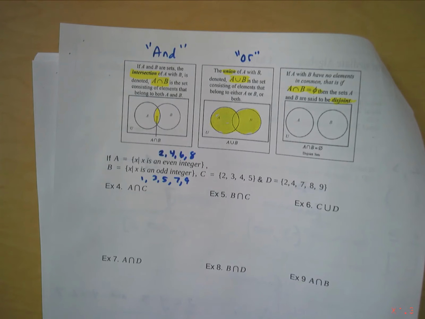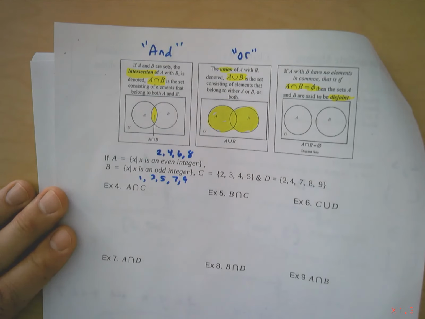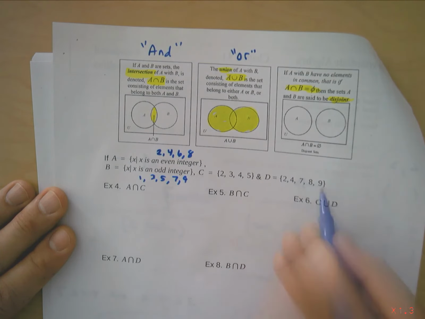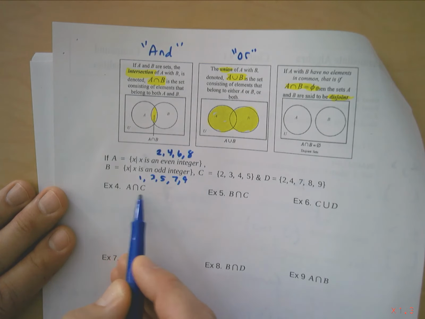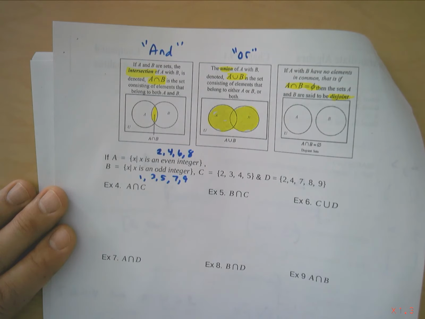Okay. C is the set of numbers 2, 3, 4, 5. And D is the set 2, 4, 7, 8, and 9. Well, what they want us to do is take a look at these sets and look for the intersection. So A intersection C here.